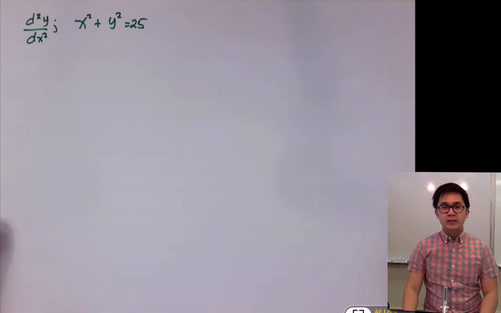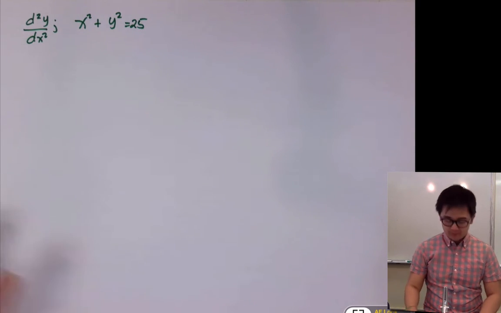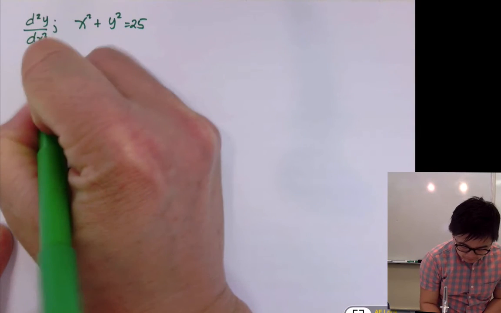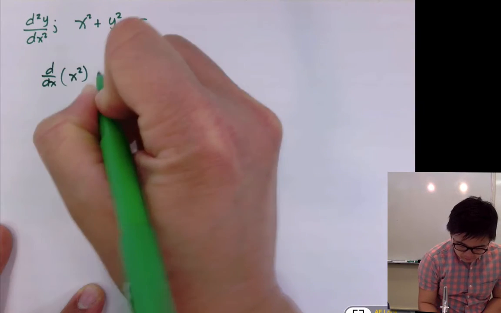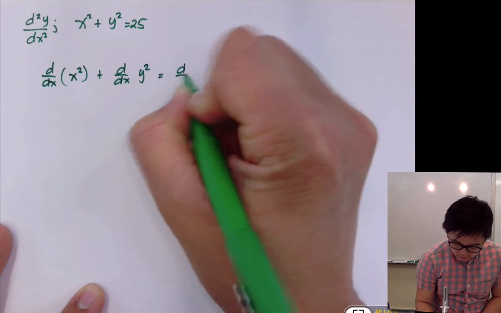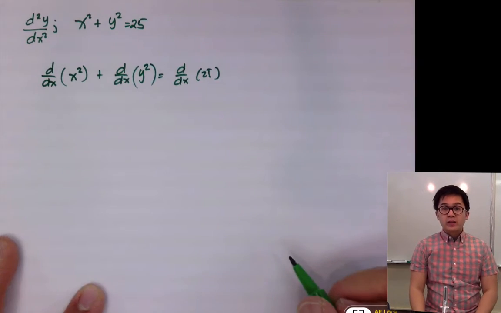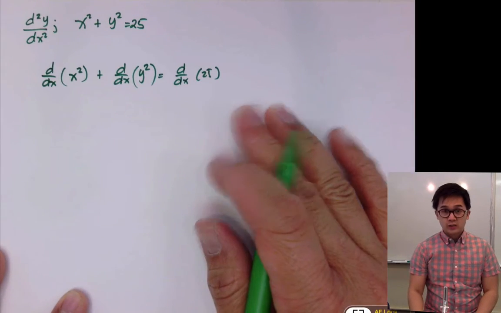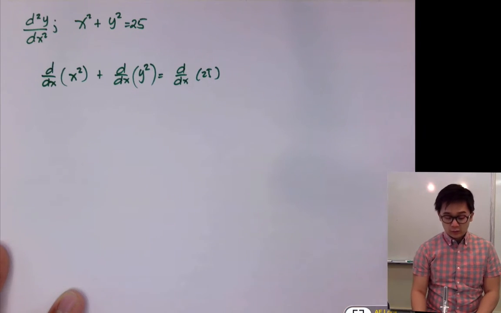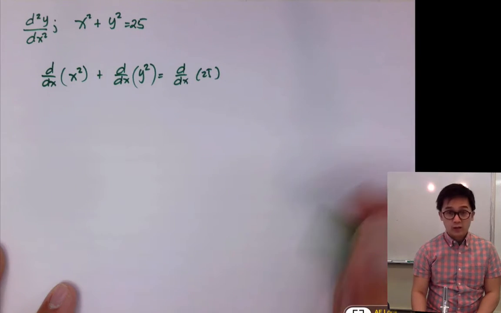And now we're going to get the second derivative of the function x squared plus y squared is equal to 25 using implicit differentiation. So let's go ahead and start with our first derivative. Notice that I am writing out all my notation so I can easily use my rule in implicit differentiation for x squared, y squared, and the constant 25.